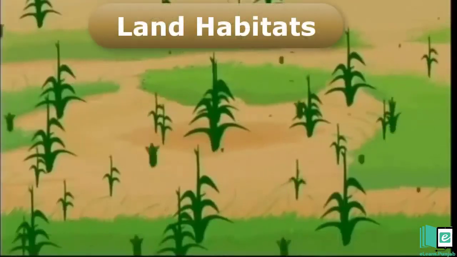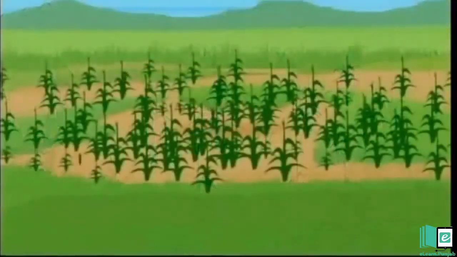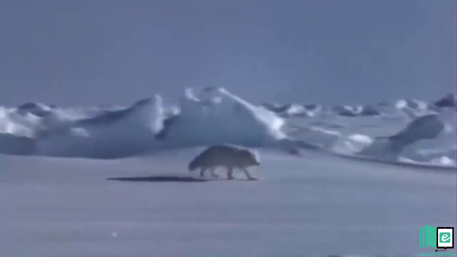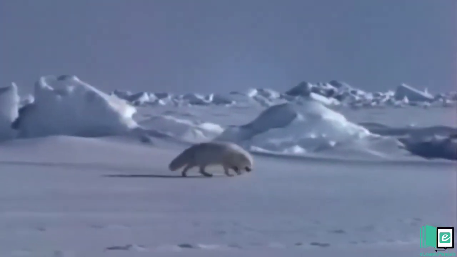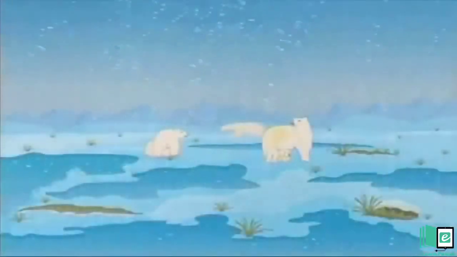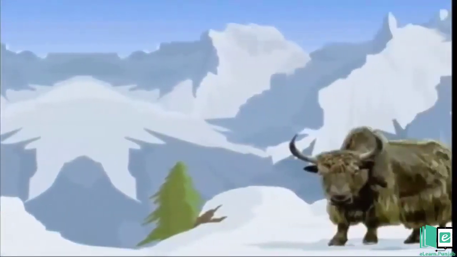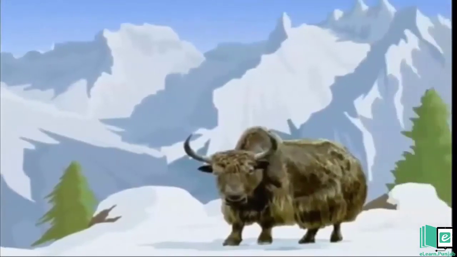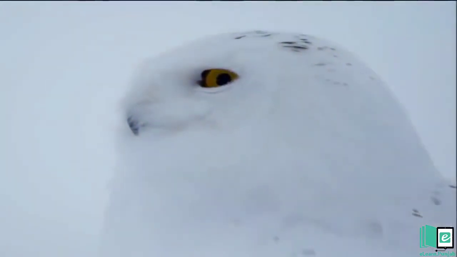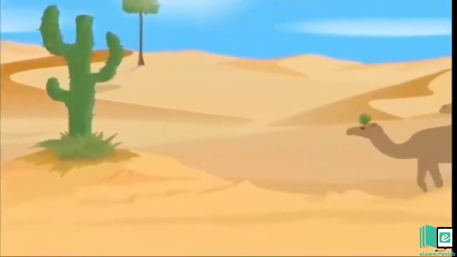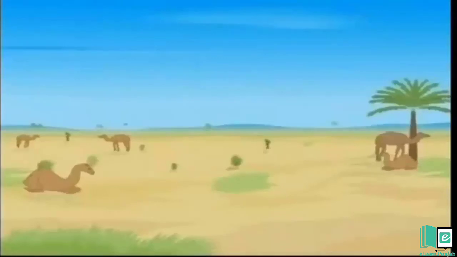Land habitats. Animals and plants living in land habitats also have adaptations to adjust well in their surroundings. The Arctic fox and polar bear have thick fur on their bodies. This thick fur keeps the body of these animals warm in freezing cold. Snowy owl has a thick coat of feathers. Plants and animals of deserts are adapted to live in scorching heat. Camel's feet and large stomach are the adaptations to live in deserts.